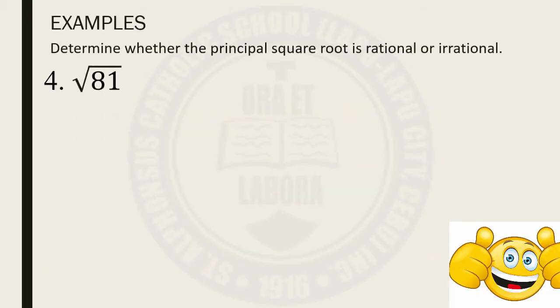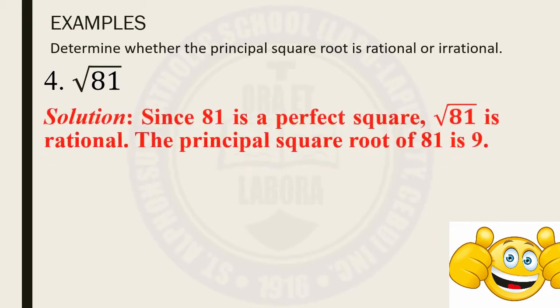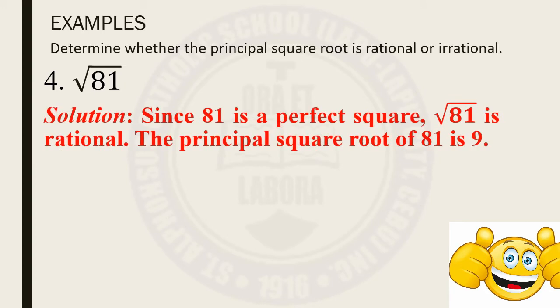Example number 4, the square root of 81. Is the square root of 81 rational or irrational? Try to guess. Yes, the square root of 81 is rational because 81 is a perfect square. When you factor 81, that is 9 times 9. Therefore, the principal square root of 81 is positive 9.